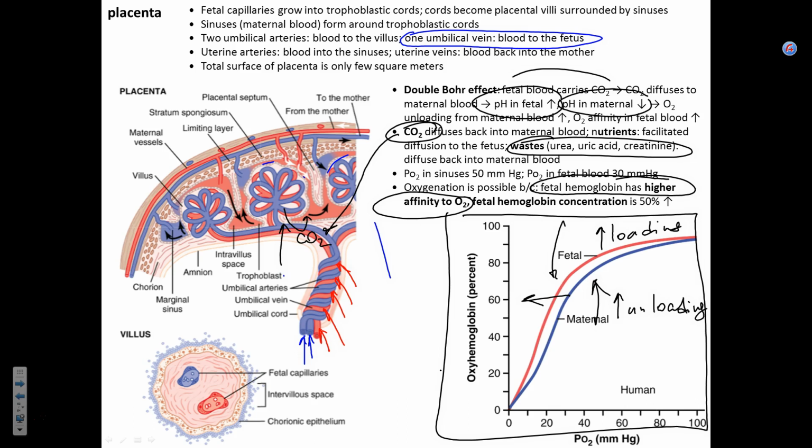That makes sense because, think about this, kidneys don't really work, they don't really pee, technically speaking. So all that cleanup happens in the placenta instead of the kidneys. Did you get double Bohr effect? I'm going to ask about it.